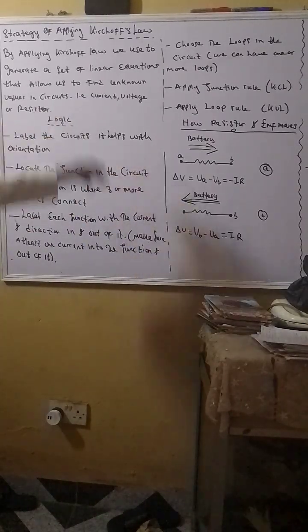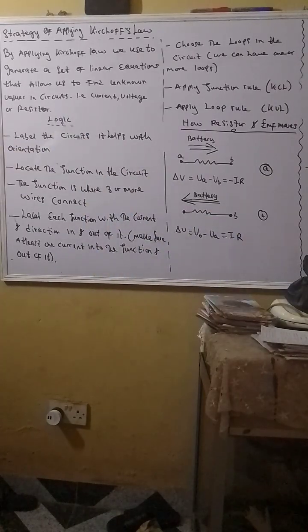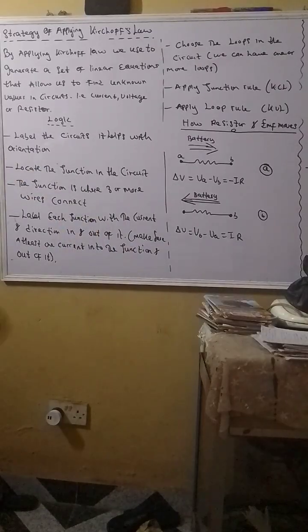The logic behind this is that you have to label those circuits so that you won't make mistakes. Labeling helps you with orientation. The second thing is that you have to locate the junction. What is the junction? It's the point at which the current is flowing. If you checked my last video, you would understand what we are saying.